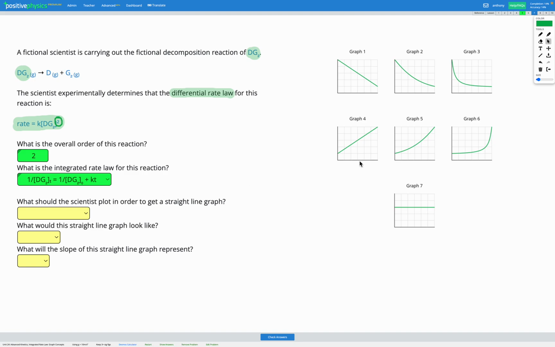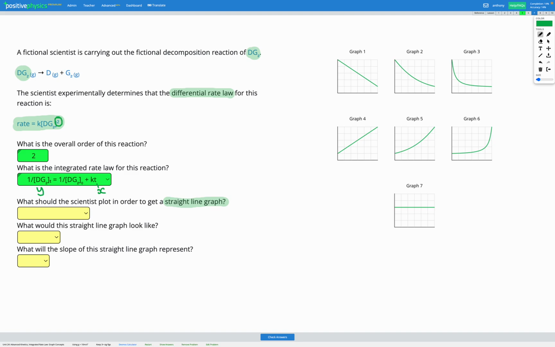Now we need to figure out what the scientist is going to plot to get a straight line graph. So again, I want to map this onto y equals mx plus b. So my y is going to be 1 over the concentration of dg2 at time t. So that's a variable. It can happen at any time. Our x variable is going to be the time t.